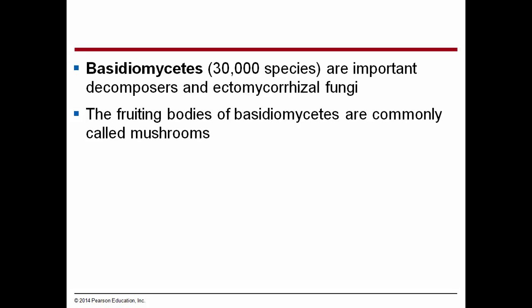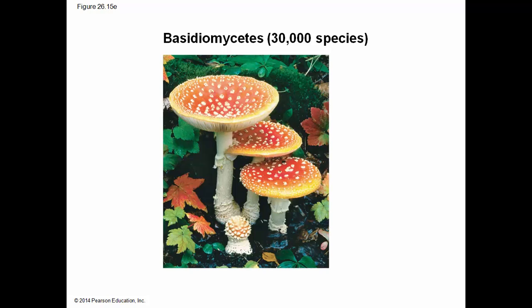Basidiomycetes are important decomposers and ectomycorrhizal fungi. The fruiting bodies of Basidiomycetes are commonly called mushrooms. It's the fungus that we're all most familiar with. Here is the Amanita muscaria.